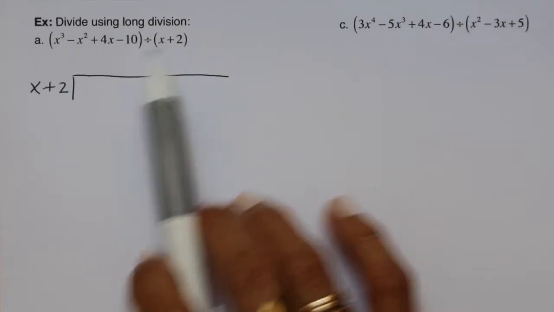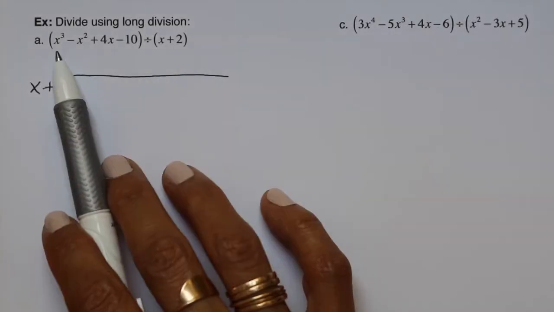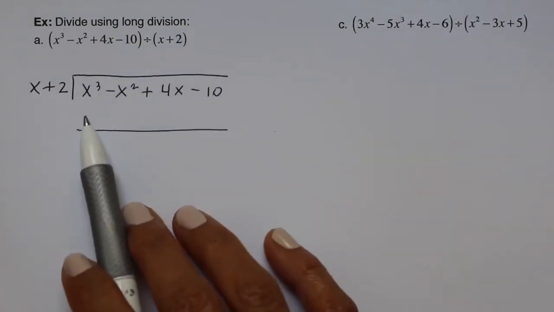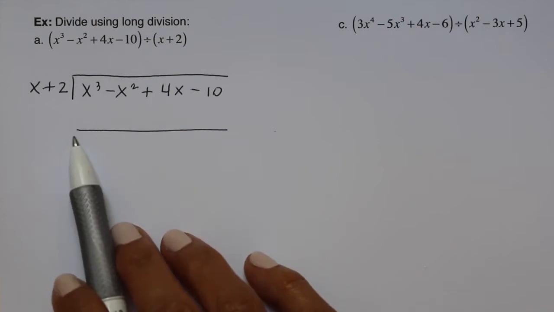Whatever you're dividing by, you're going to write that expression out here, and we're going to take the other polynomial and write it out in here. Okay, so I have everything set up. If you'll notice, I left a space right here, and then I drew a line.